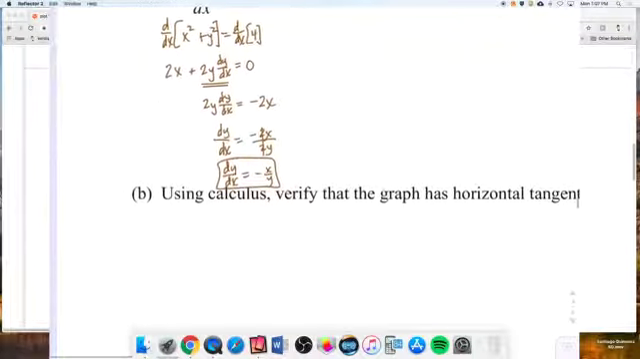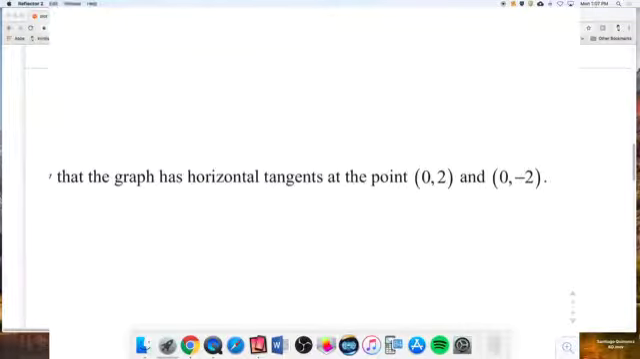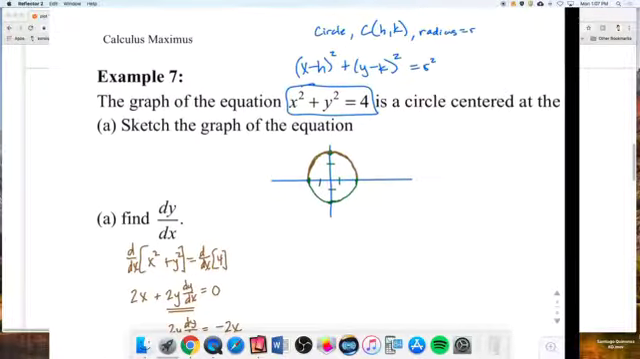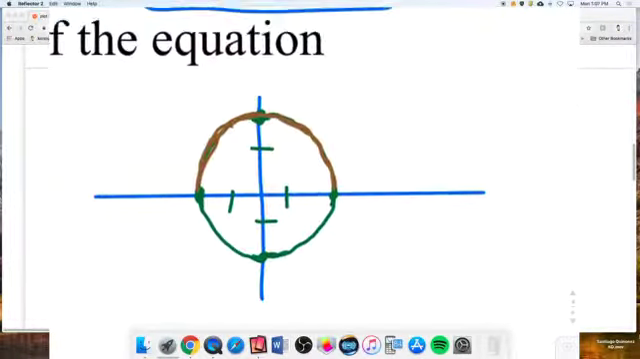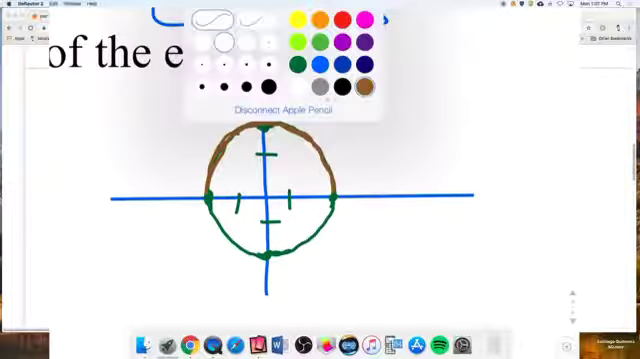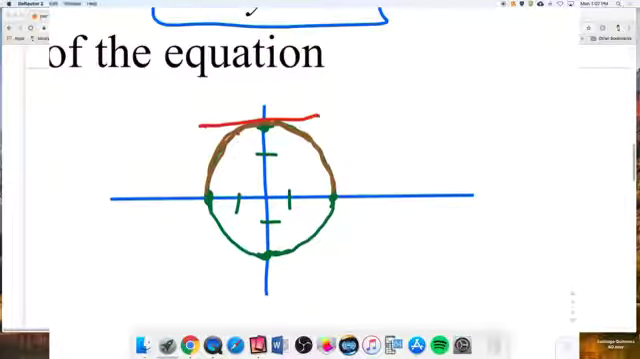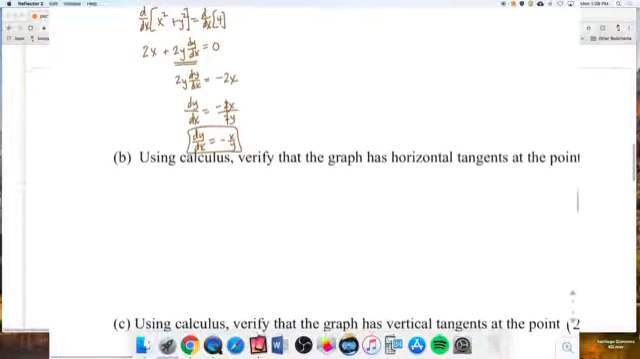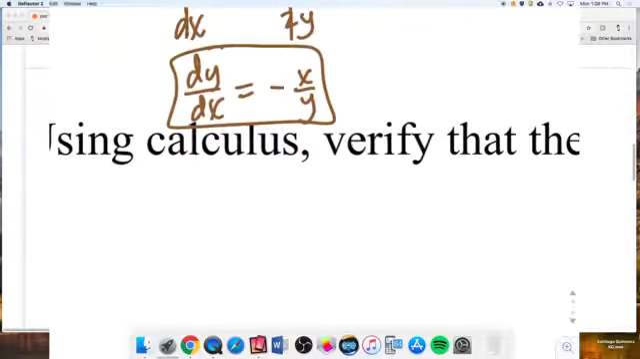It says, using calculus, verify that the graph has horizontal tangents at the points (0, 2) and (0, -2). So if we were interested in where this graph has horizontal tangents, we wouldn't really need to use calculus. If we know what the graph looks like, there's a horizontal tangent up there, and there's a horizontal tangent down here, and we know it's going to be at (0, 2) and (0, -2), right? Pretty easy to tell. Well, it says to use calculus. We want to verify it. So here we go.